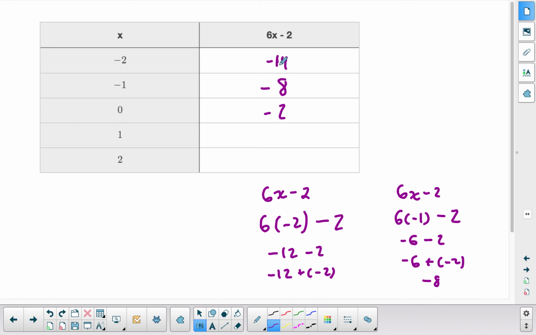And the pattern starts to look like it's going up by 6 each time in the output over here, and that's because we're multiplying by 6. So this next number would be 4, right? If I did 6 times 1, that's 6, minus 2 is 4. And then 6 times 2 is 12, minus 2 gives us 10.